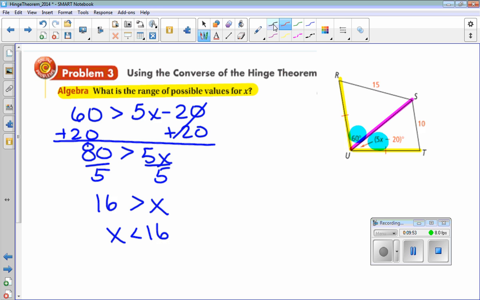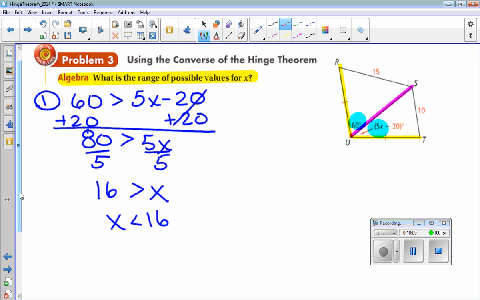So that's the first step. Okay? The second step is going to be to find the other end. It's less than 16, so it has got to be bigger than something. X can't be negative. You can't have a negative degree, right? It can be bigger than 5.